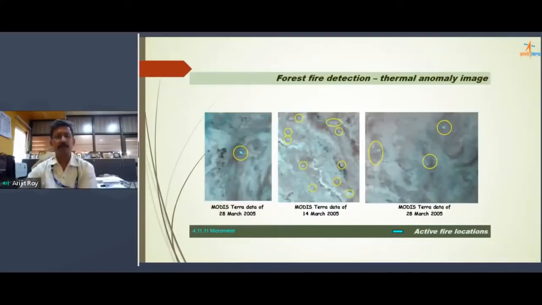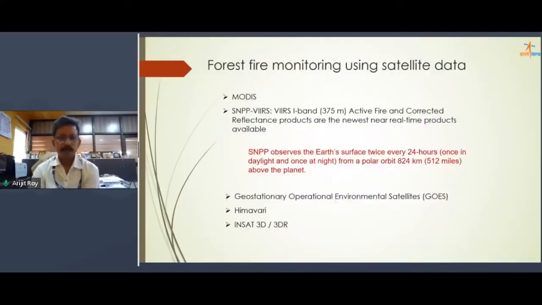So how is it done? MODIS has two thermal channels, one at 4 micrometer and another at 11 micrometer. These two thermal channels are used to extract the thermal signature which is anomalous from the surrounding pixels. So basically it picks out the thermal anomaly, and then it is conveyed as a point to the users.